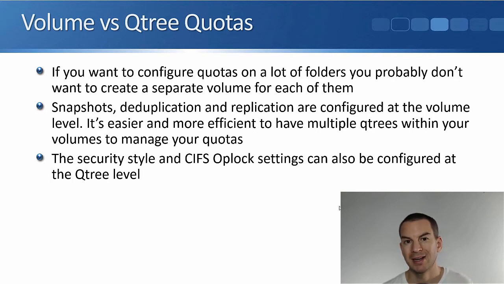But if you've got an application that is not compatible with SWIFT's oplocks, what you can do is create a Qtree in that volume, and at the Qtree level, you can disable SWIFT's oplocks. It saves you having to have a dedicated volume for that particular application.